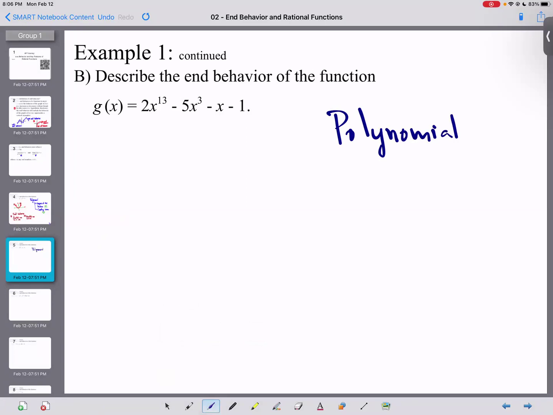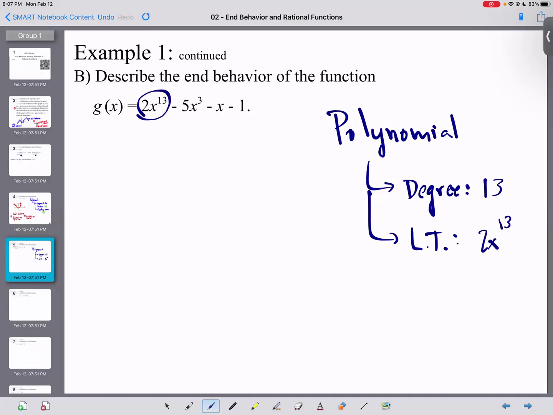We would identify what's the degree. What would you say the degree is in this problem? 13. That's right, which is an odd number, which means it's going to look like an S curve. And we would also note what the leading term is. In this case, what's our leading term? 2. Well, it'd be 2x to the 13th. You would include the whole term like that. The 2 would be called the leading coefficient. So that is kind of tricky in that regard.